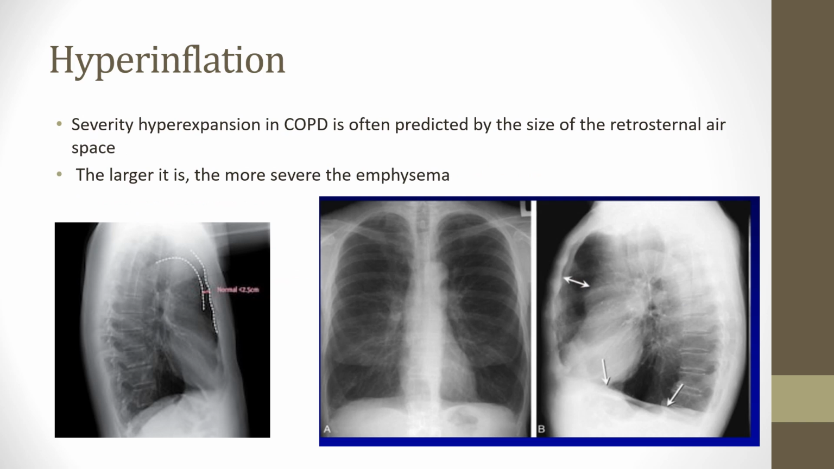So this is one of the things that we're looking at. The retrosternal airspace is one of the big things that they like to look at if they're looking at an x-ray for someone that has things like emphysema. The larger the retrosternal airspace in general, they also quantify that or equate that to the more severe their emphysema is, and that's something that they like to track.